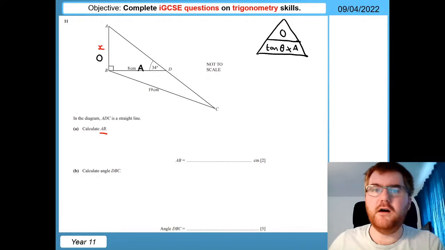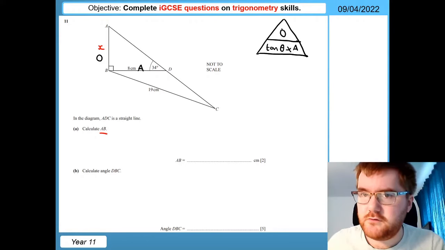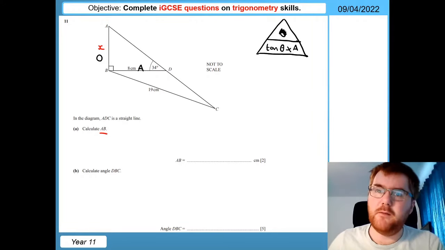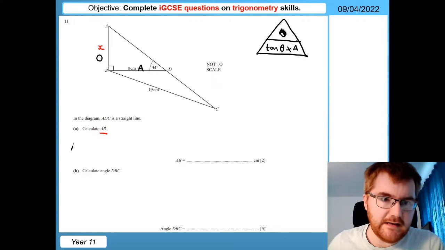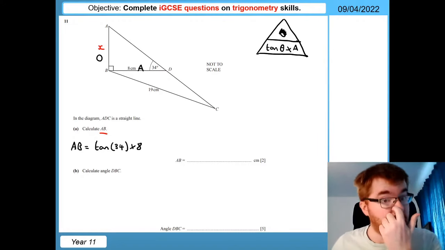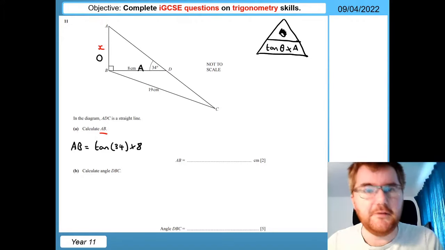And this time we are looking for the opposite. So this is the thing that we don't know, so we cross out this part here. And then we're going to do the calculation we see, which is tan of the angle times adjacent. So to work out AB, we are going to do tan 34 times 8. So I've shown my calculation for the method mark. Let's go to my calculator and work it out.